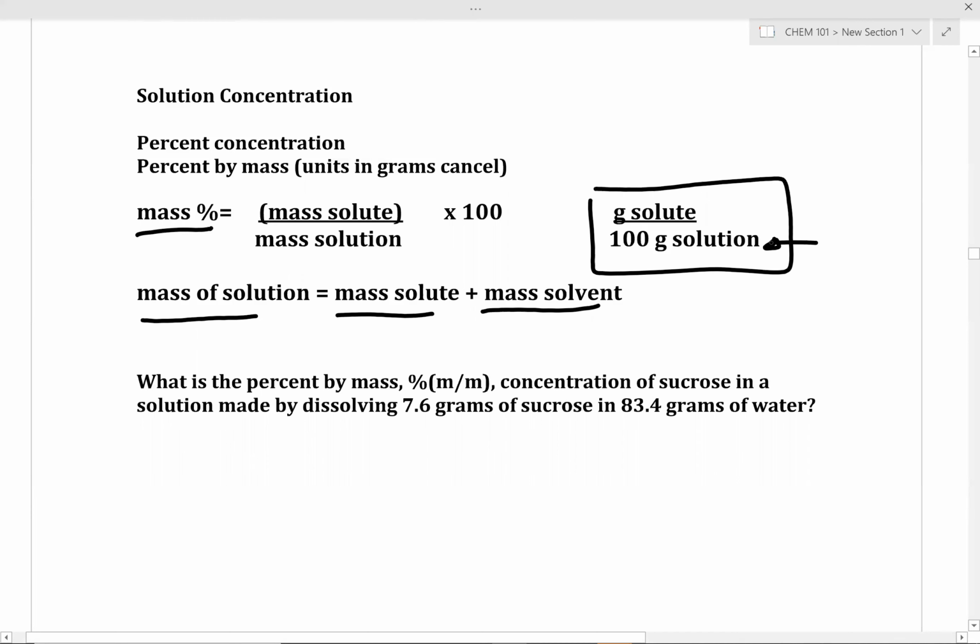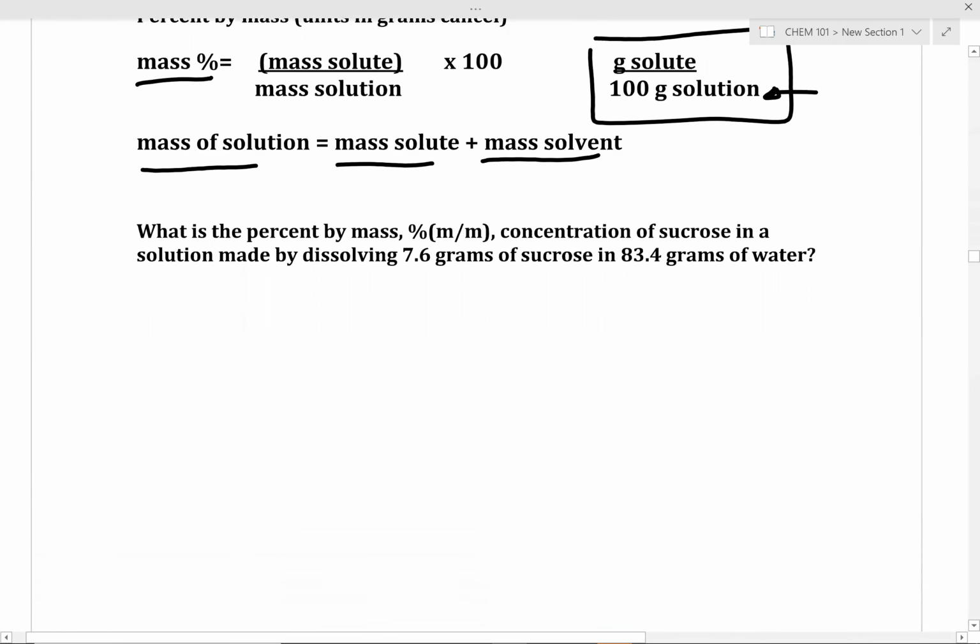Now, things are best learned by application. So let's talk a little bit about how we would calculate the percent by mass concentration of sucrose that's made by dissolving 7.6 grams of sucrose in 83.4 grams of water. Okay, so what is our solute in this case? Sucrose or water?